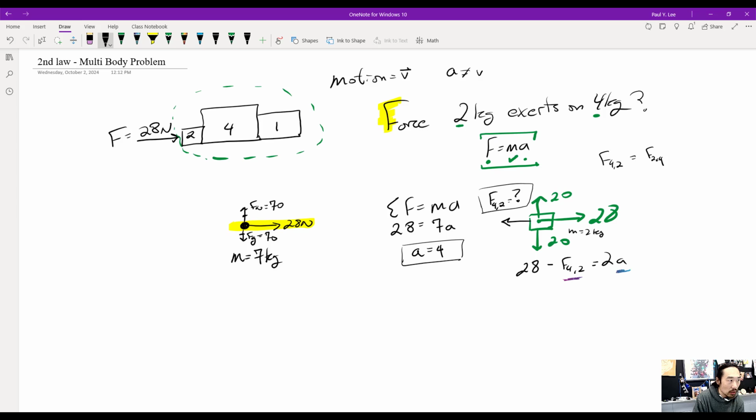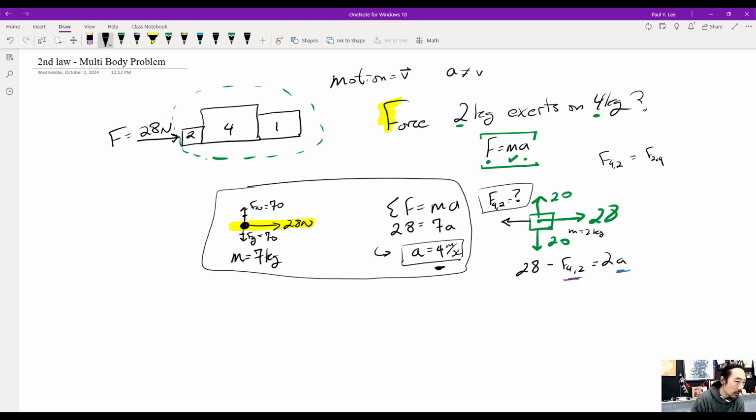So by finding the acceleration of the system as a whole, I know that the 2 kilogram object has an acceleration of 4 meters per second squared. The 4 kilogram object has an acceleration of 4 meters per second squared, and the 1 kilogram object has an acceleration of 4 meters per second squared. So at this point, knowing that this was the very first thing that I did, and knowing that I found the acceleration, now I can plug in my acceleration here. So I get 28 minus F of 4 on 2 is equal to 2 times 4, which gives us 8, and therefore F of 4 on 2 is equal to 20.